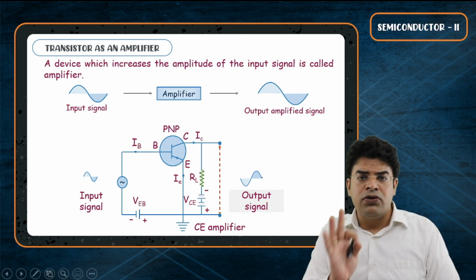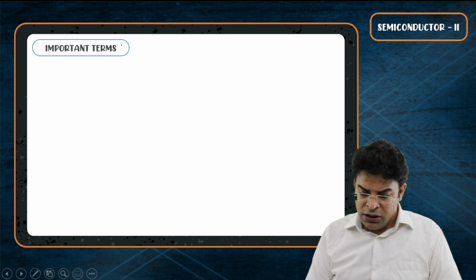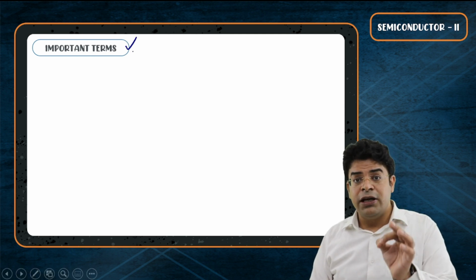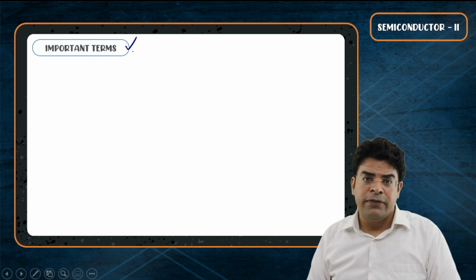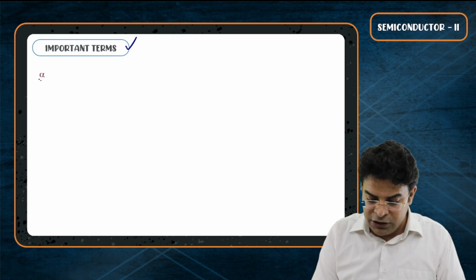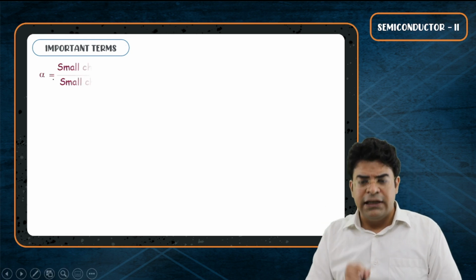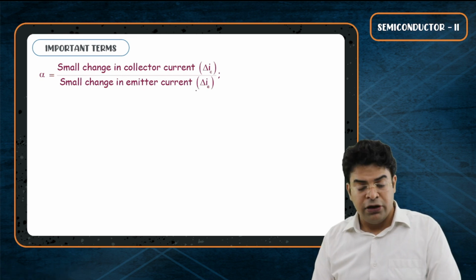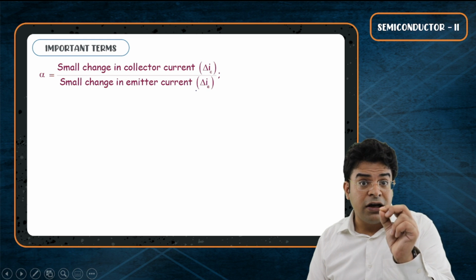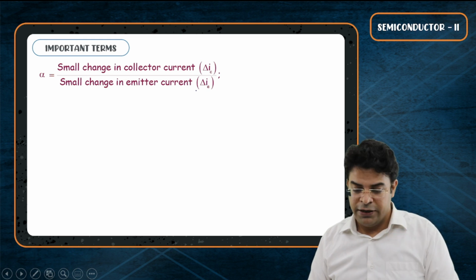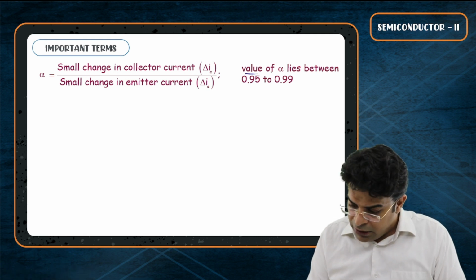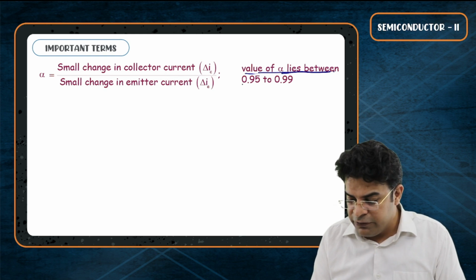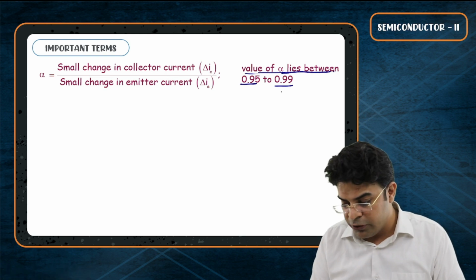Now here we need to understand a few terminologies. So important terminologies that have to be understood for an amplifier. The first thing we are going to learn is something called alpha. Alpha is nothing but the change in collector current upon the change in emitter current. So remember that the value of alpha lies between 0.95 to 0.99.